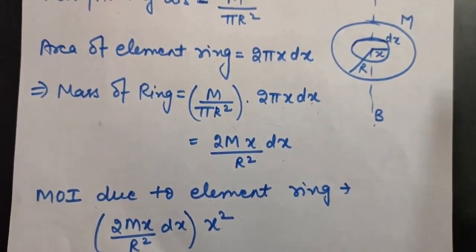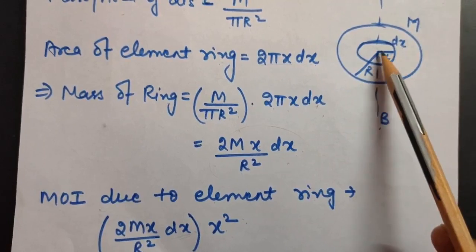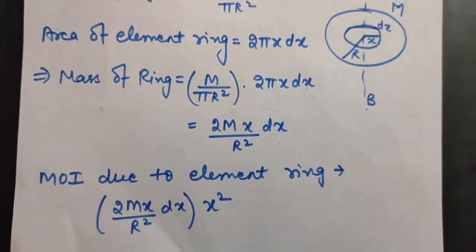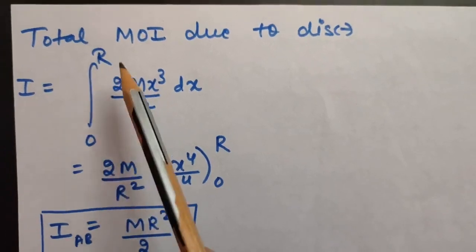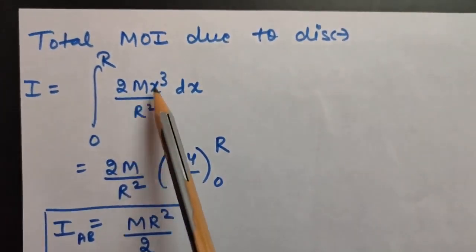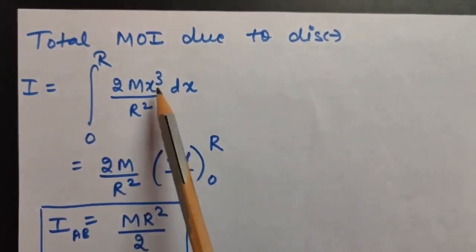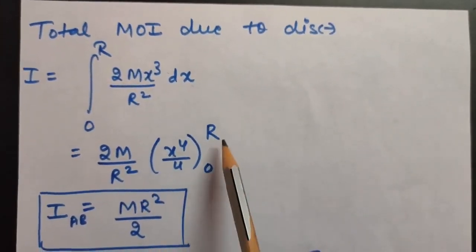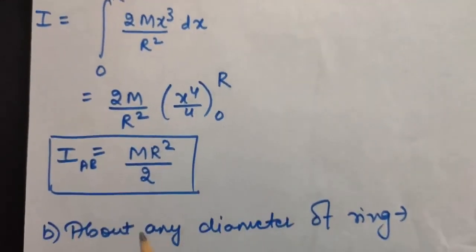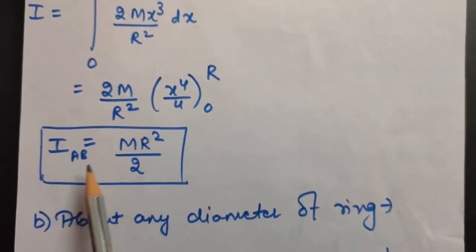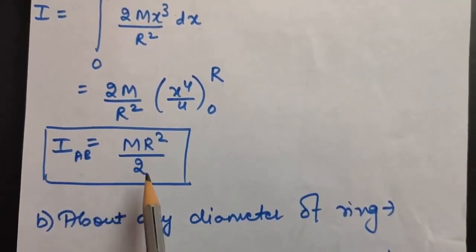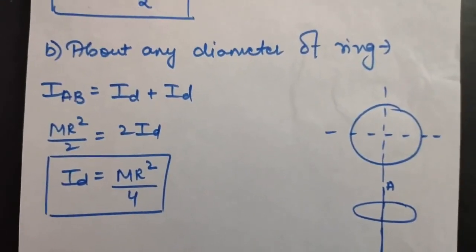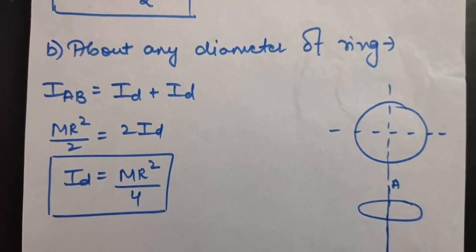x. So can you tell me what will be the limits of x? From 0 to r. Okay, so just integrate it from 0 to capital R. So we have just integrated it. See, 2m upon r square is constant, the integration of x cube dx will be x to the power 4 upon 4, and the limits are from 0 to r. So just put the limits, you will get the moment of inertia about AB to be mr square by 2.